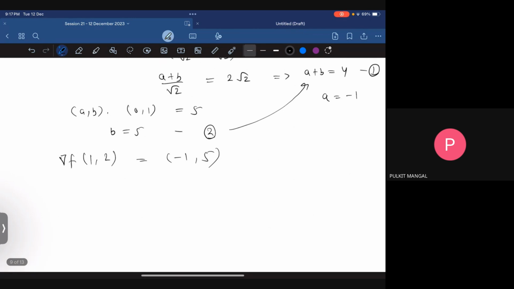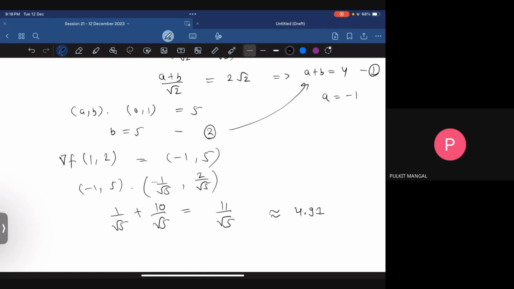So it is simply (-1, 5) dot product with (-1/root 5, 2/root 5). You'll get 1/root 5 plus 10/root 5, that is 11/root 5. Now if you divide, 11/root 5 would be around 4.91.